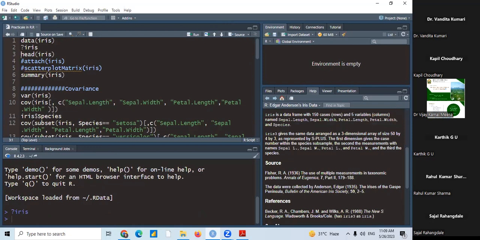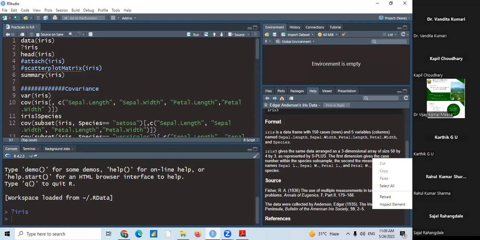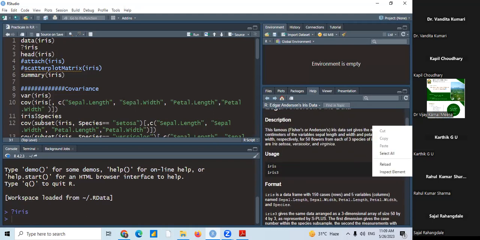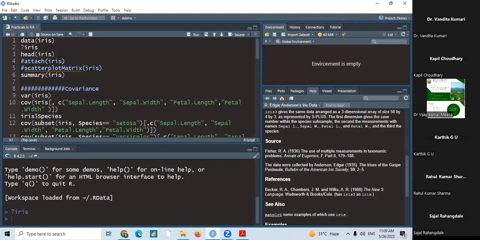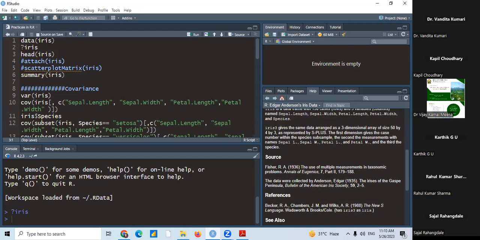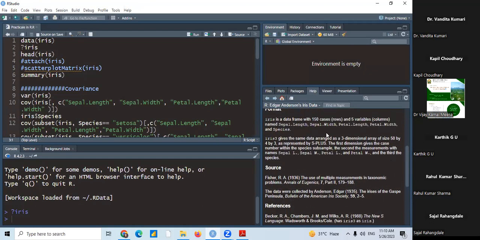This is a sort of multivariate data where iris is a data frame with 150 cases, that is 150 rows and 5 variables. So here q is 5 and n is 150, because for each of the species we have 50 observations. So n is 150 and there are 5 variables. This has been arranged in the form of multivariate data.